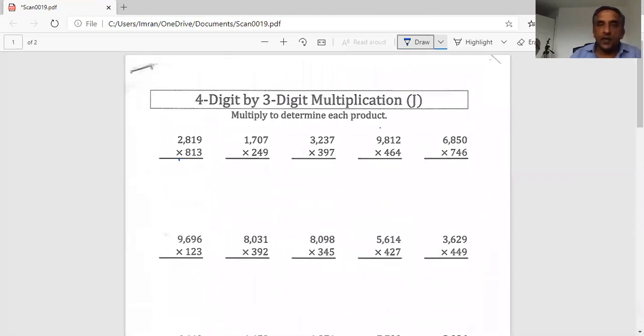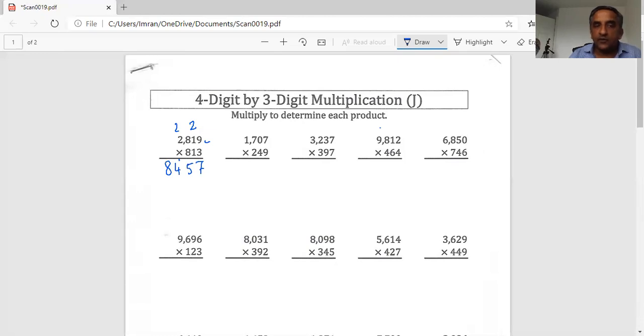As you can see here, the first question is multiply 2819 with 813. So first of all, we multiply 3 with 9, 3 with 1, then 3 with 8, and then 3 with 2. So 3 times 9 is 27. We write 7 here and 2 carry forward. Then 3 times 1 is 3, plus 2 is 5. Then 8 times 3 is 24. So we write 4 here and 2 carry forward. Remember, we can't write full 24 here. Then 3 times 2 is 6. 6 plus 2 is 8.